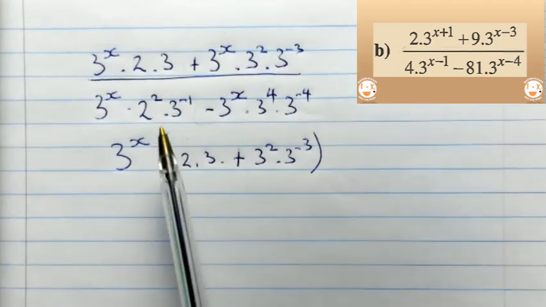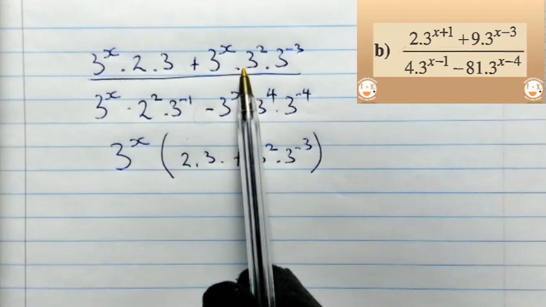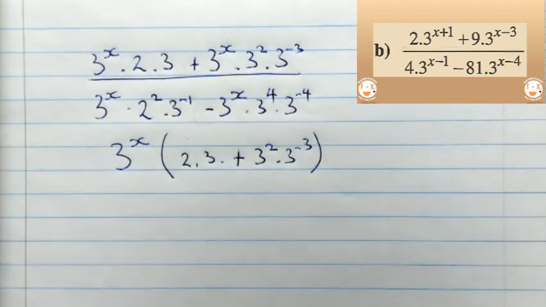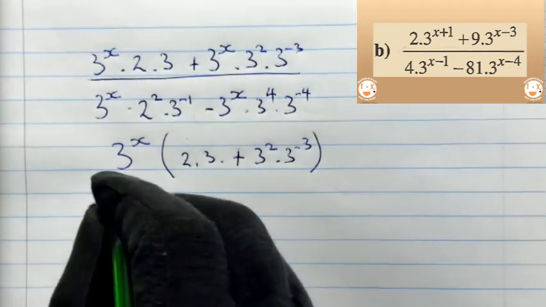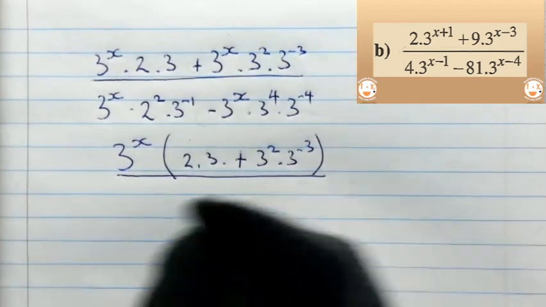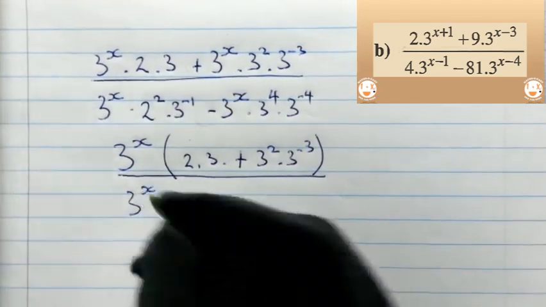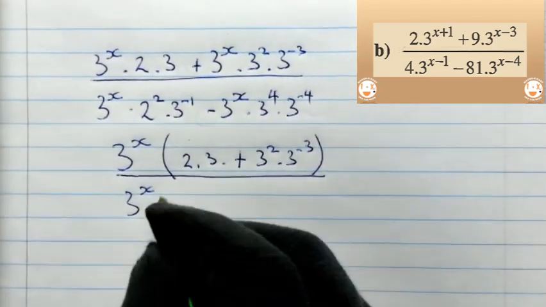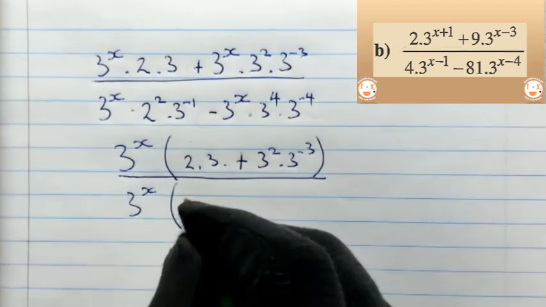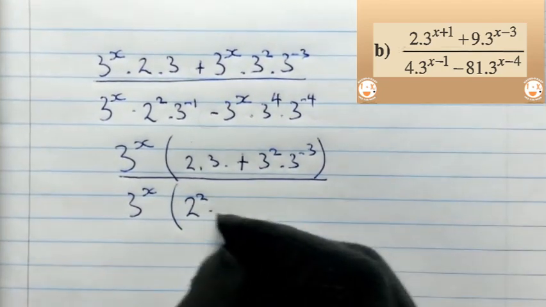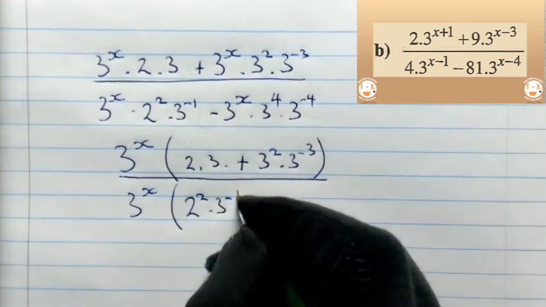So you are left with only the numerals, the numbers now. Then you come to the bottom, you say, okay, I can see my common factor 3 to the x. And then this side I'll be left with a 2 by 3 to the negative 1.